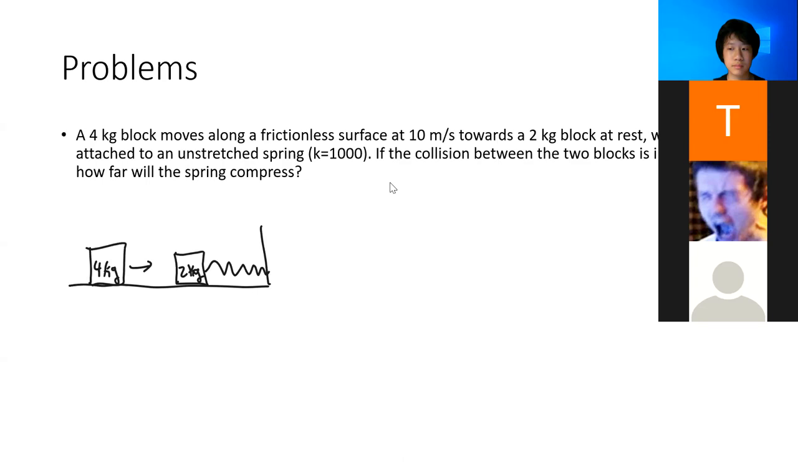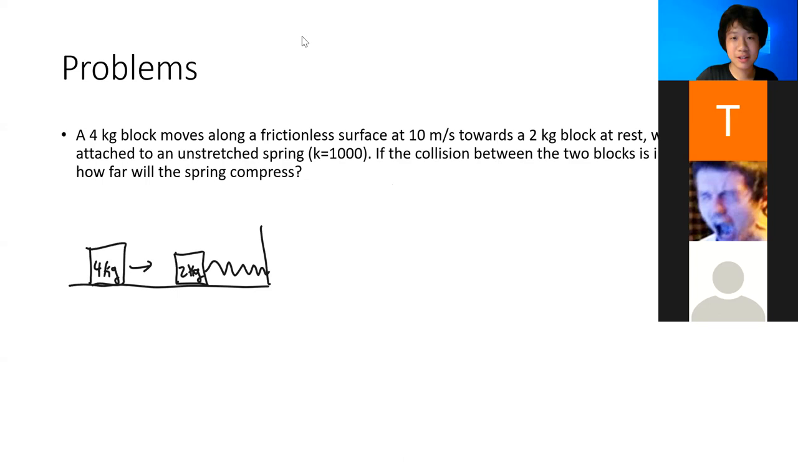All right, so I'm going to explain this one now. So the problem says a 4 kilogram box moves along a frictionless surface at 10 meters a second towards a 2 kilogram box at rest, which is attached to an unstretched spring of constant 1,000. If the collision is inelastic, how far will the spring compress?